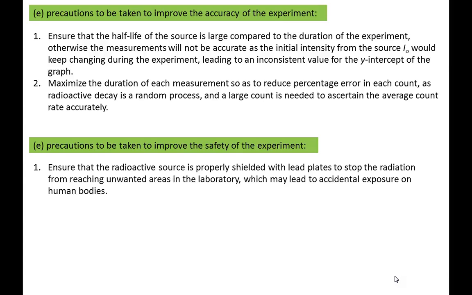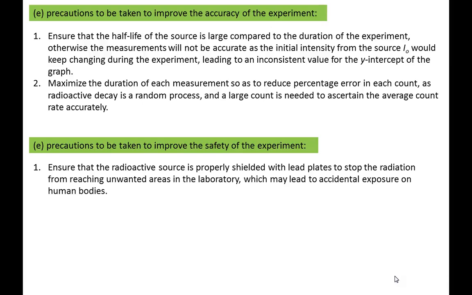Finally, precautions. First of all, you must ensure that the half-life of the source is big compared to the duration of the experiment. You cannot choose a radioactive source that decays over even a few hours, say every 2 hours it drops by half. Then the experiment can't be accurate. So the source must have a long half-life, minimum over days.